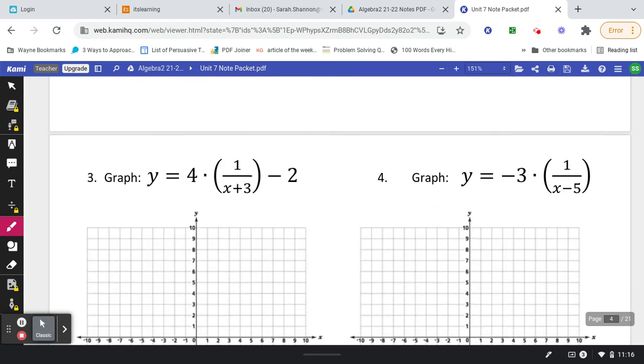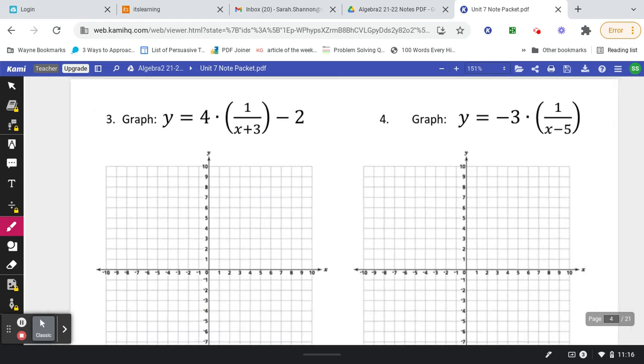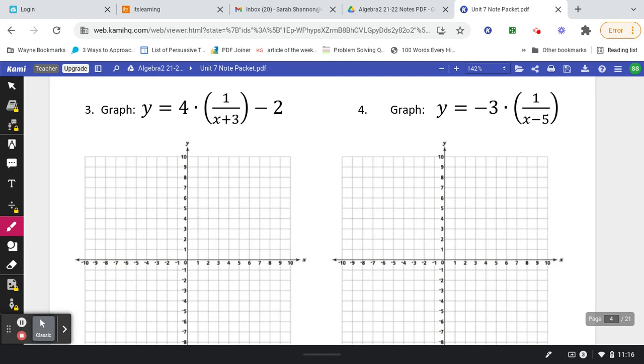Now let's move on to the back side here of our notes. We have problem number 3. This actually has transformations and a stretching and moving of the point. So we're going to start with the x plus 3. That's going to move it to the left 3. And then the minus 2 at the end is going to move it down 2. So left 3, down 2.